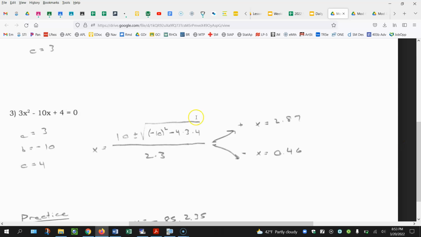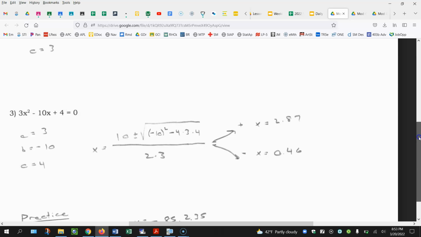And question 3 is already set equal to 0. So a is 3, b is negative 10, c is 4. You substitute in. You have to be really careful on this one because b is negative. So the opposite of b is positive 10, plus or minus the square root of b squared, which here is negative 10. You got to make sure you put the parentheses around the negative 10. Otherwise, you're going to end up with a different solution. Minus 4 times 3 times 4, divided by 2 times 3. And your 2 solutions, one using the addition is 2.87, and the one using the subtraction is 0.46.